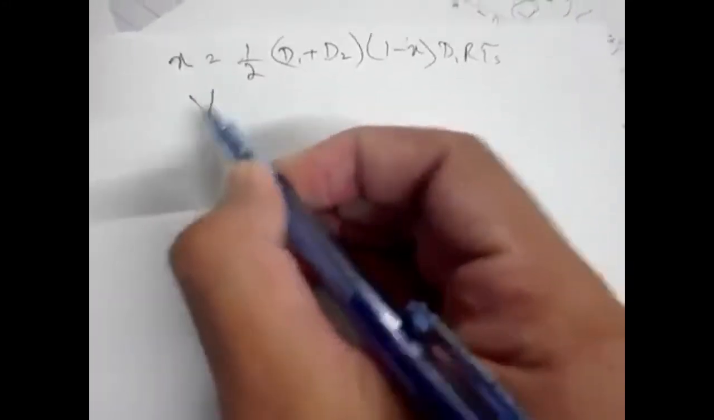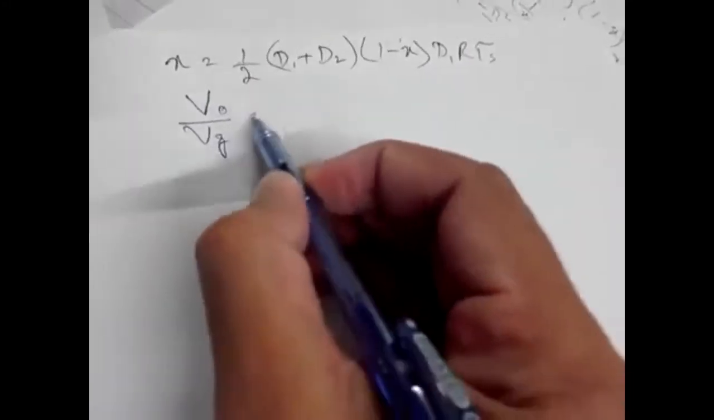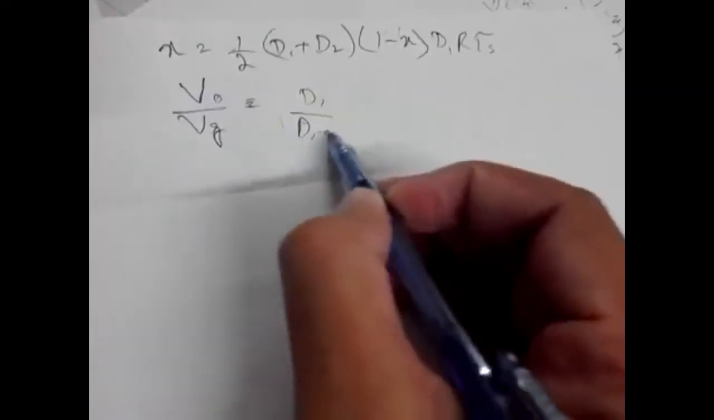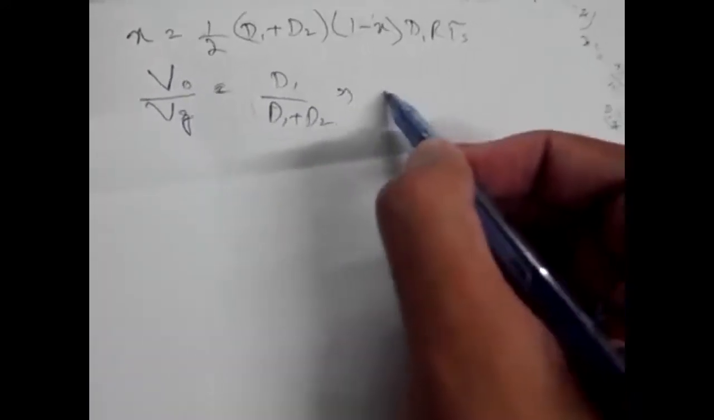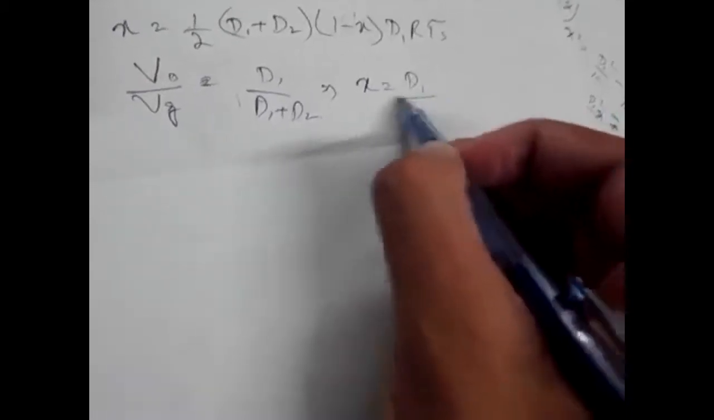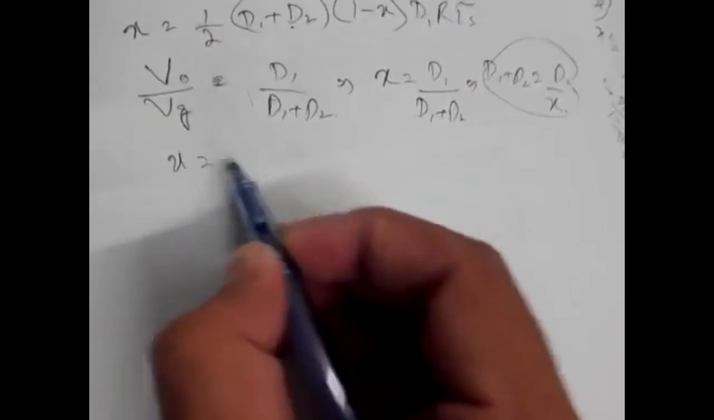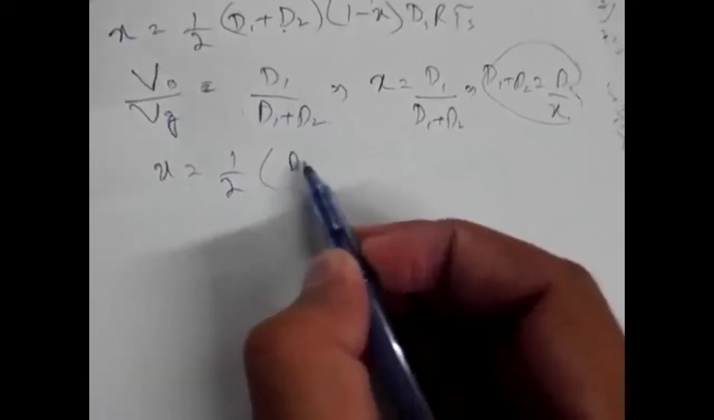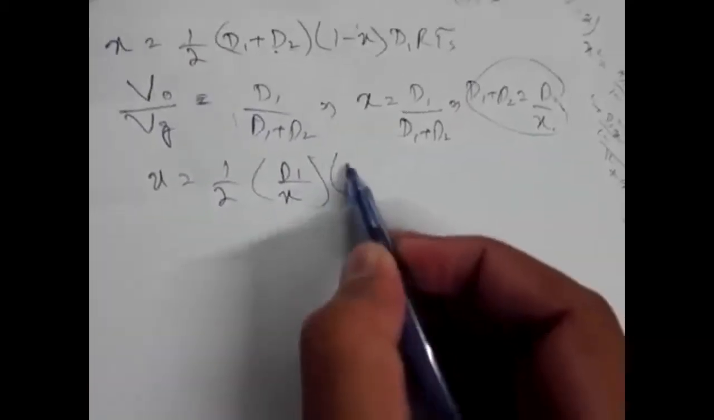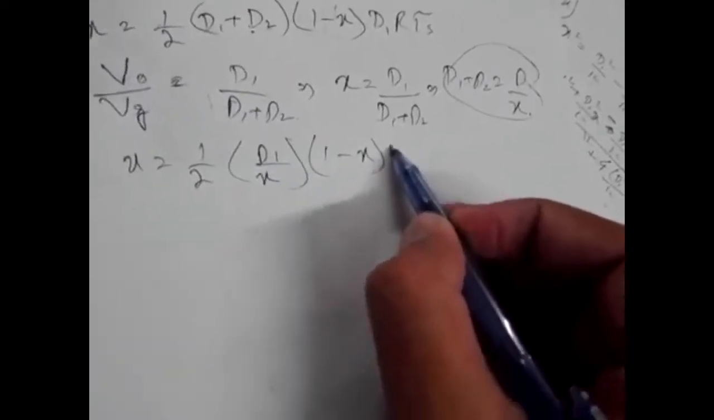As we already know from volt-second balance that V naught by Vg is equal to d1 by (d1 plus d2). So here it will be equal to X equals d1 by (d1 plus d2). So d1 plus d2 is equal to d1 by X. Put this value here, so we get X equals 1 by 2, d1 by X, (1 minus X) d1 Ts.